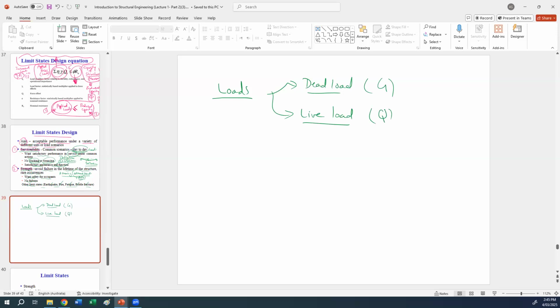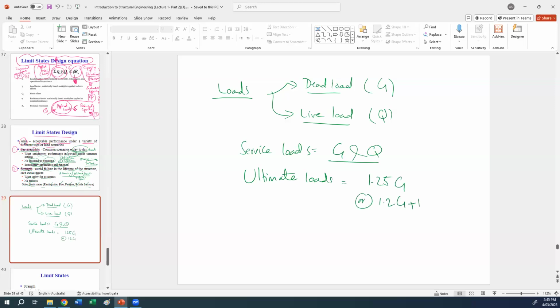But if we have dead load and live load, the serviceability loads are G and Q without any multiplication or any increase. The ultimate loads, for example, are 1.25 G or 1.2 G plus 1.5 Q. This is from the standard.